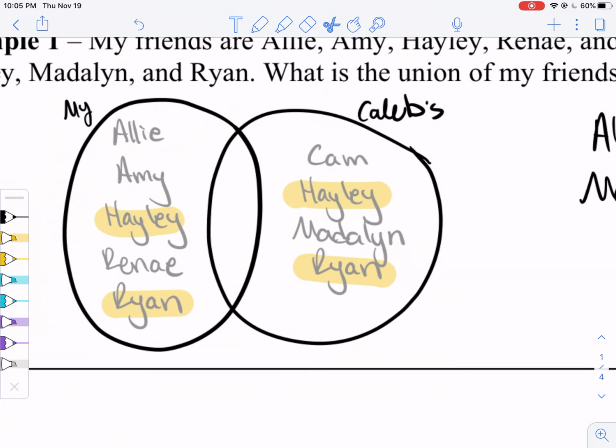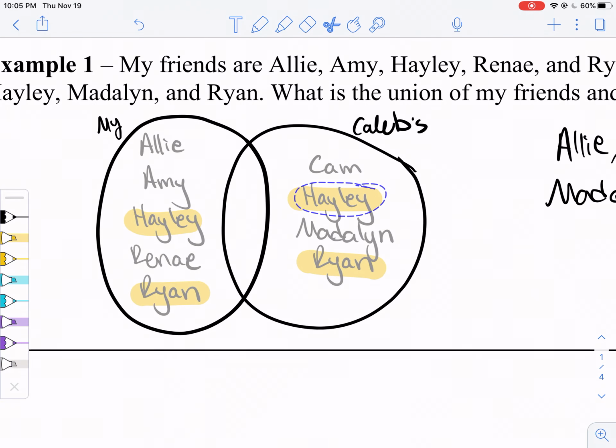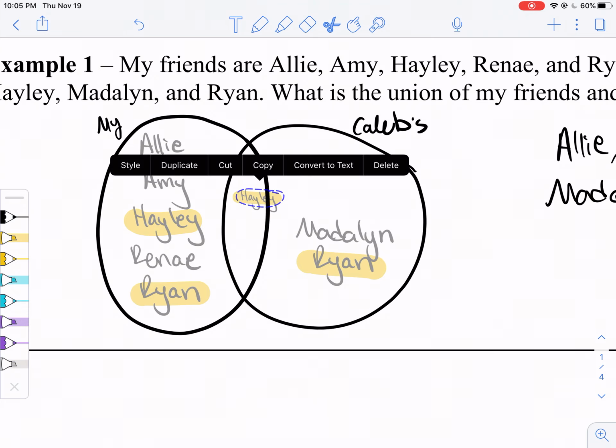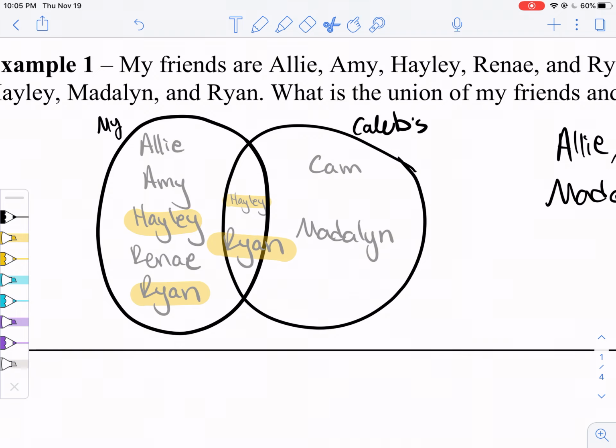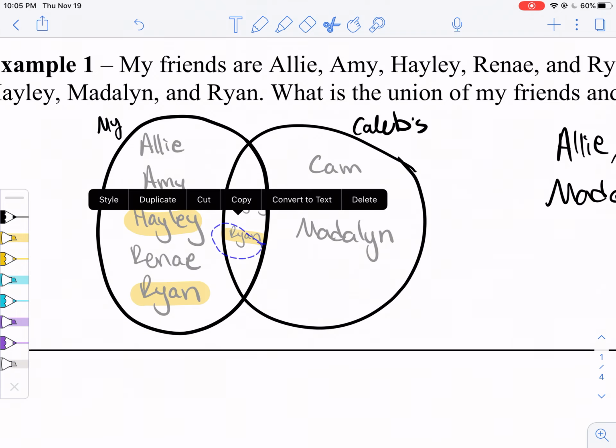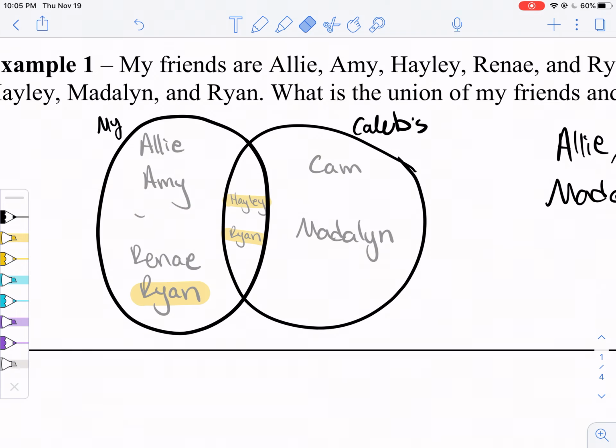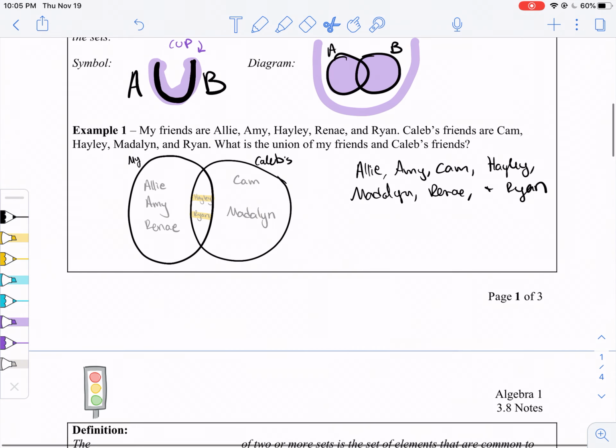So technically, if we wanted to do this right, we would have to squeeze Ryan and Haley into this little center part because they belong to both of these sets. So they go in there. And it's very important that you're listing each of these elements only once. They only appear one time.